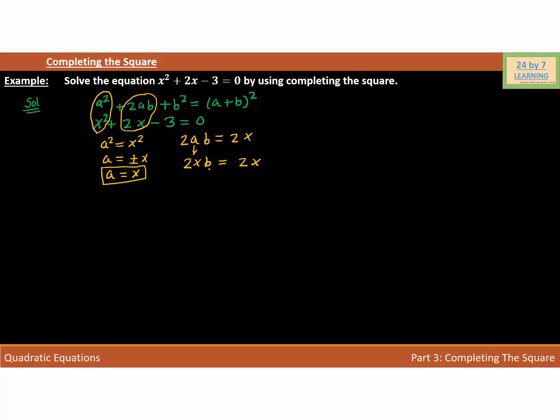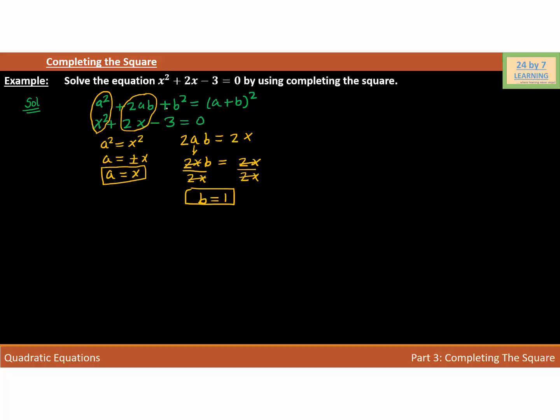Now, I want to find the value of b, so I need to get rid of 2x. The only way I can think of is dividing both sides by 2x. So if I divide both sides by 2x, you can see this 2x is cancelled out from both sides, left and right, and I have only what? b is equal to 1.